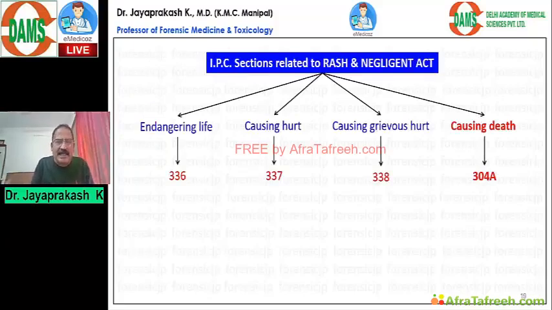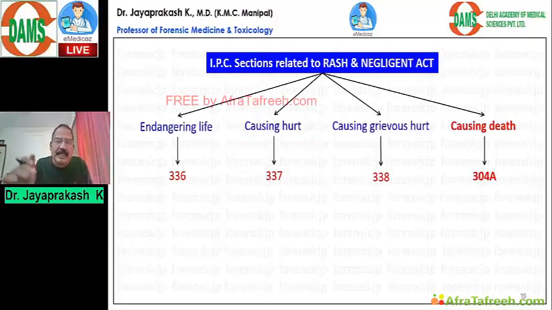Now, these four sections you should know very well. 336, rash and negligent act endangering life of a person. 337, rash and negligent act causing hurt. 338, causing grievous hurt. 304A, causing death, where up to 2 years imprisonment can be given.